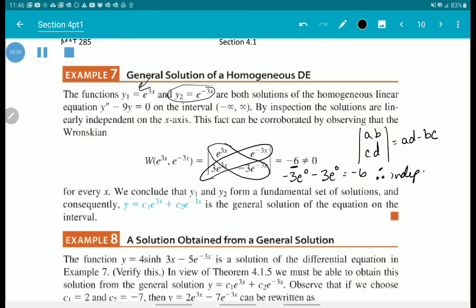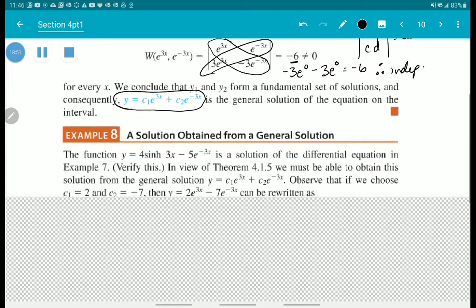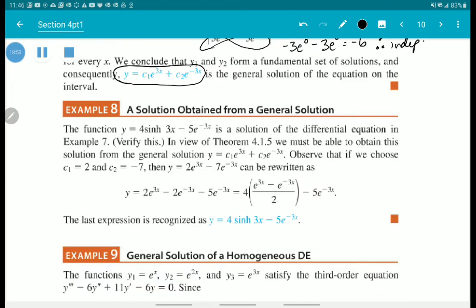And since they're independent, then we can put them together using that superposition principle and form that general solution for that differential equation, which was here. So what we're saying in example 8 is that this is also a solution of that differential equation from the previous example.